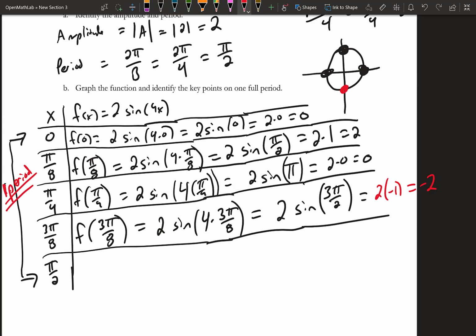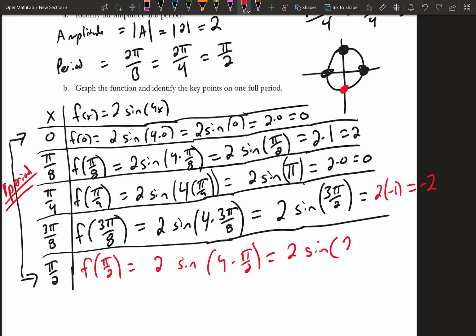And then lastly, pi over 2. So we would have f of pi over 2 would be equal to 2 times sine of 4 times pi over 2, which equals 2 times sine of, so 4 times pi over 2 would be 2 pi. So we're looking at the y-coordinate here at this point, which would be 0. So this would be 2 times 0, which is 0.